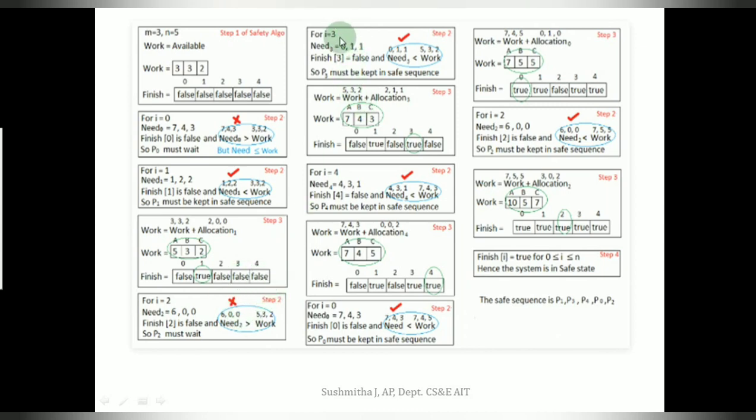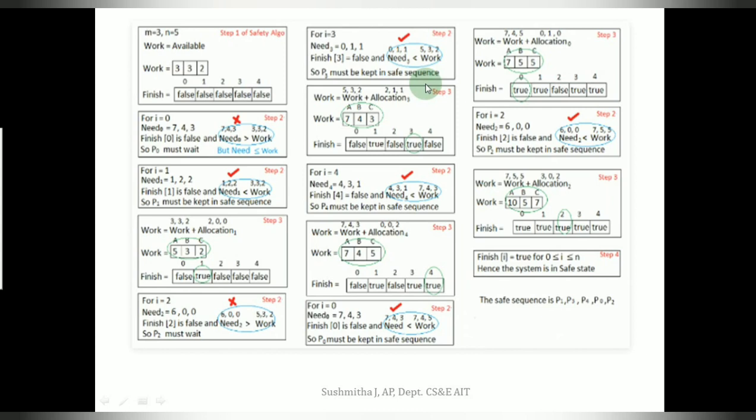Now let me move to the next process, that is process P3. The need of process P3 is 011. Can I satisfy 011? Yes, because it is less than the work, which is 532. So I can satisfy my process P3. It is again leaving the system in a safe state, so that is my next safe process.